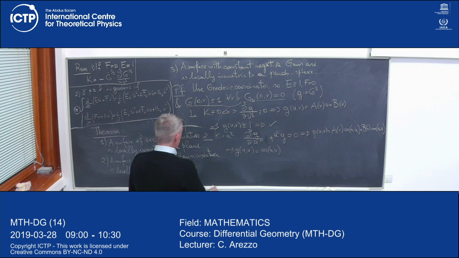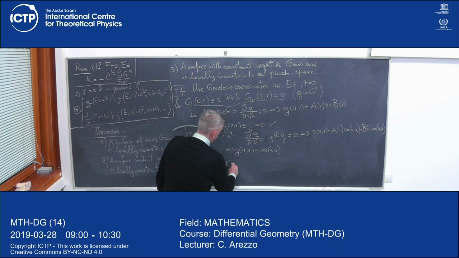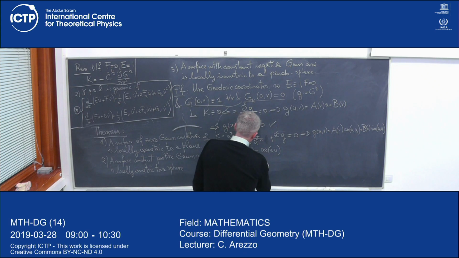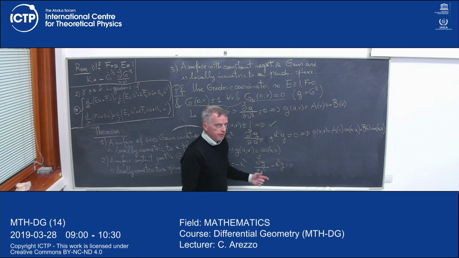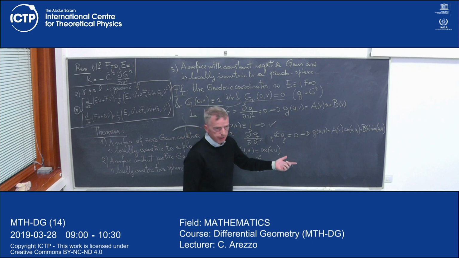Okay? And then 3. Well, now you understand the philosophy. If k is equal to minus a squared, then this equation becomes the same, but with the minus. So we have d2g du squared minus a squared g equal to 0. And what do you get out of this? That this is a linear combination of sine and cos. You play the same game and you end up with the one of the pseudosphere.